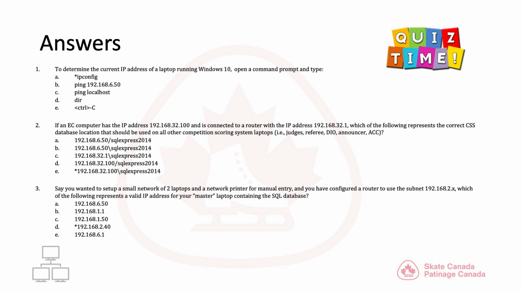Okay, question number 2 presented you with an IP address for the EC computer and also for the router, and then it asked you to identify the correct CSS database location that should be used on the other computers. So the correct answer here was option E. So we always want the other computers to be pointing to the EC computer. So the EC computer's IP address ends in 32.100. Therefore, our correct answer will be there.